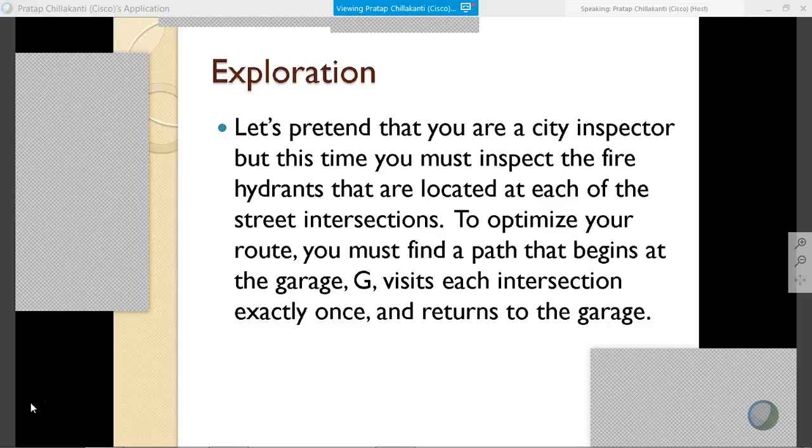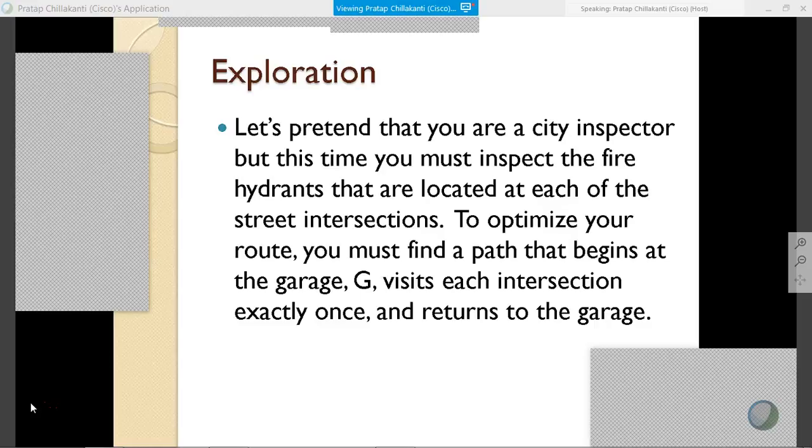So monthly or annually or once in 6 months, the fire department sends out an inspector saying go to all these locations and go inspect them and make sure they're all working. If they're not working, figure out a plan to fix them, right? So obviously, as an inspector traveling to different routes, I want to optimize the route, right?